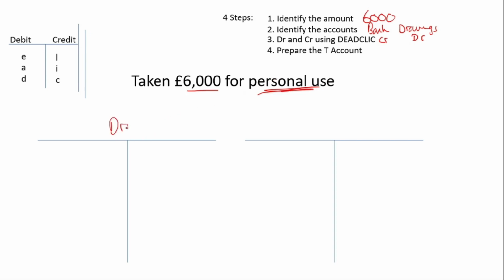So we're going to write a drawings account and we're going to write a bank account. So we're going to debit drawings £6,000 and we're going to credit bank £6,000, which is important to write a description. So we're going to write that and that.